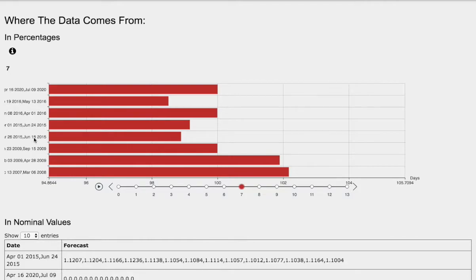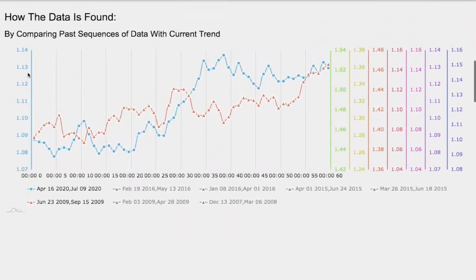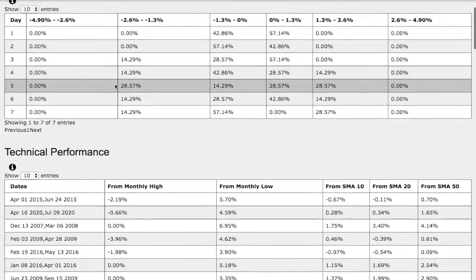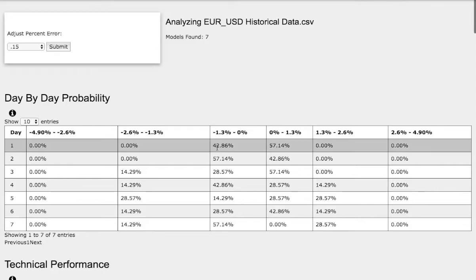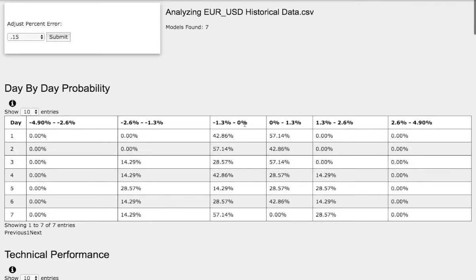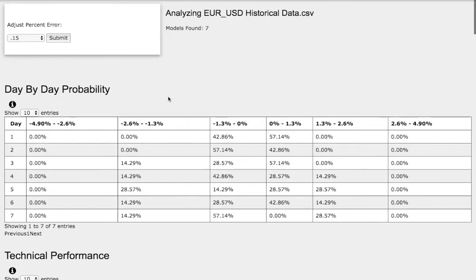So the model that we just examined was, again, June 23rd to September 15, 2009. Back then, it looks like Euro over USD did not move at all. We may remain flat, and if we head back to the day-by-day probability model, that coincides mostly to the downside for Euro over the dollar. We have a 50% chance of it going between 0 to negative 1.3%.